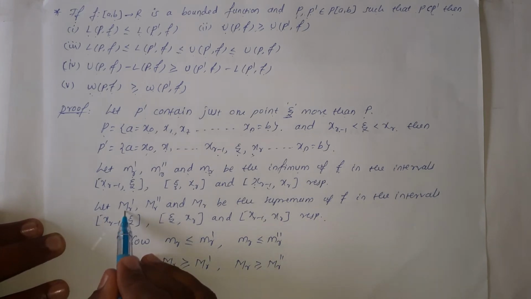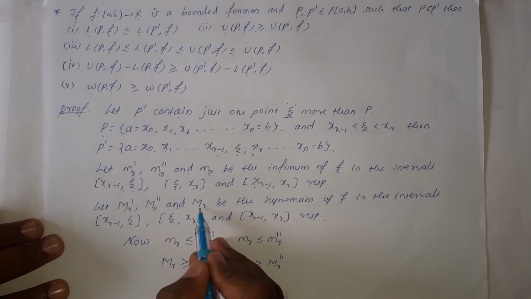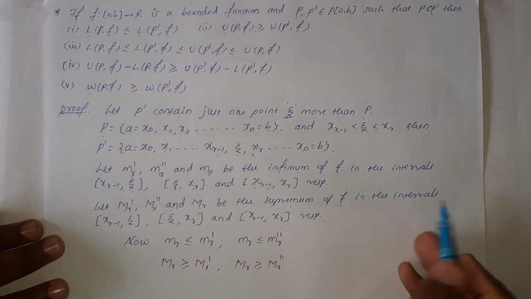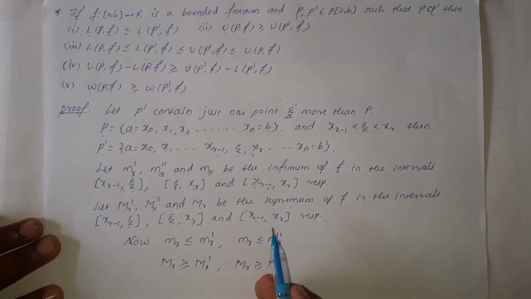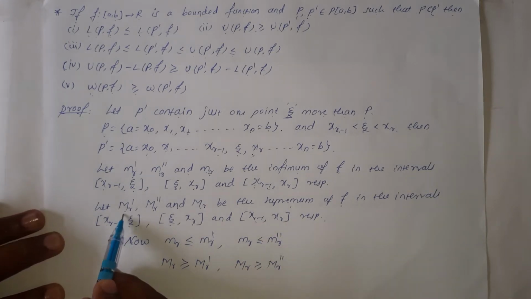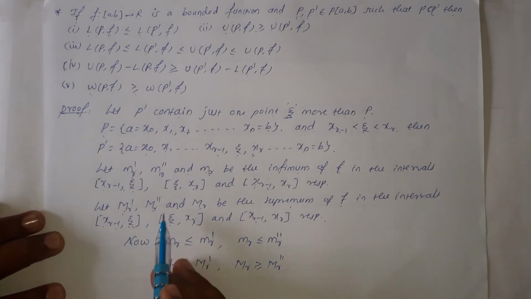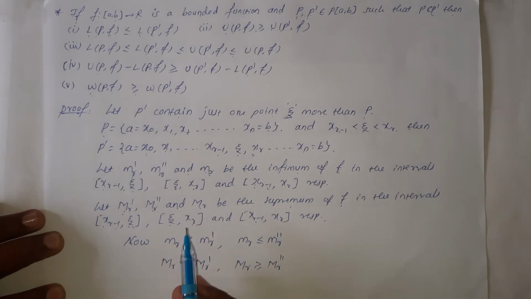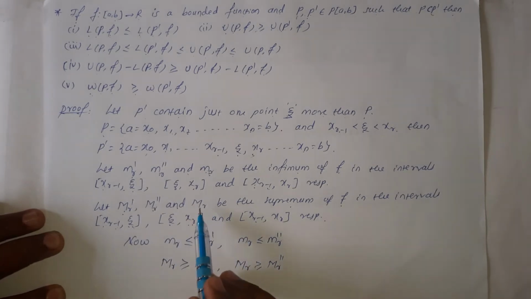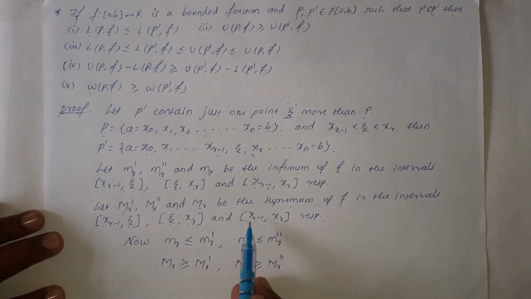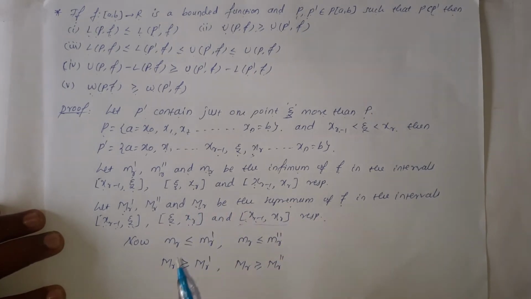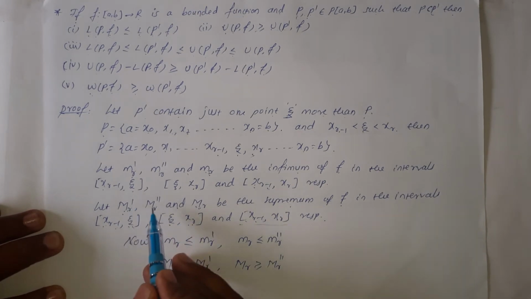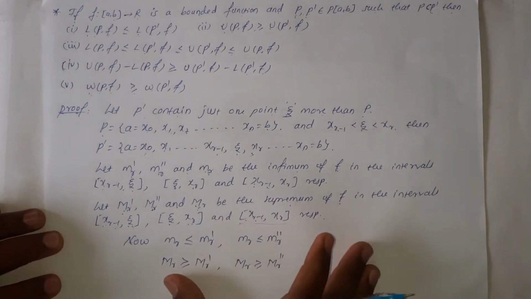Next, let capital Mr', capital Mr'' and capital Mr be the supremum of the function in the intervals x(r-1) to xi, xi to xr, and x(r-1) to xr. So, here Mr' is the supremum of the function in the interval x(r-1) to xi, Mr'' is the supremum of the function f in the interval xi to xr, and Mr is the supremum of the function f in the interval x(r-1) to xr, which is the larger interval. Therefore, this capital Mr will be the greatest value among these three, Mr', Mr'' and Mr. So, this is the required data.